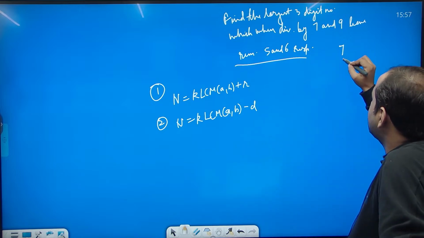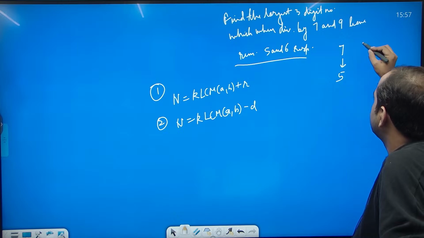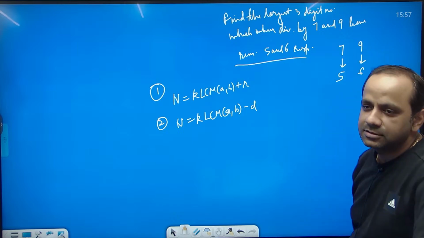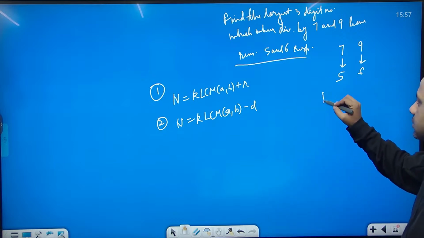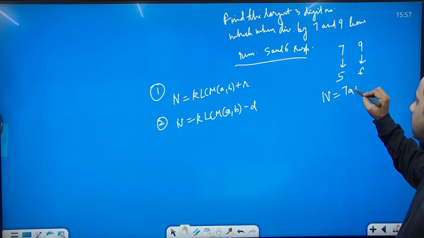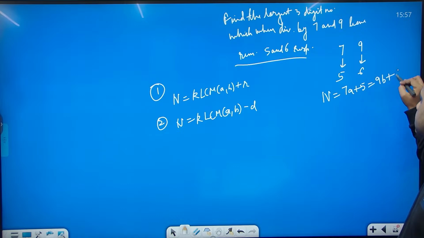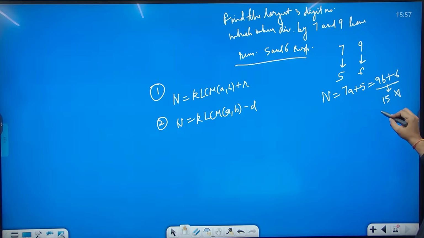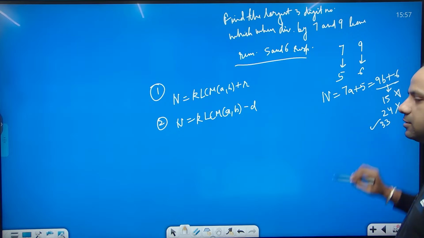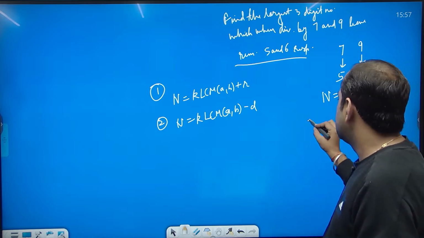लाइक व्हेन डिवाइडेड बाय 7 वी आर गेटिंग रिमाइंडर एज 5. व्हेन डिवाइडिंग बाय 9 वी आर गेटिंग रिमाइंडर एज 6. तो पहला नंबर तो निकाल लेंगे. नंबर विल बी ऑफ द फॉर्म 7A plus 5 and 9B plus 6. What will be the first number? If I put B as 1, it will be 15. 15 satisfy कर रहा है condition? No. If I put B as 2, 24? No. If I put B as 3, 33. Yes, this is correct. So 33 is the first number.